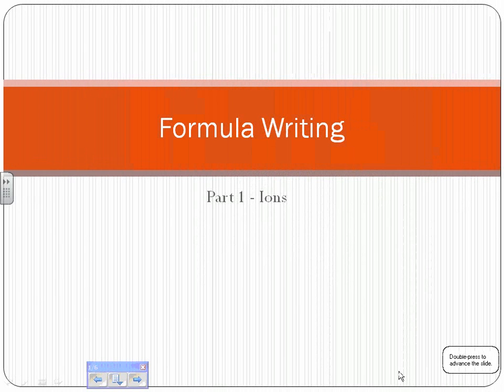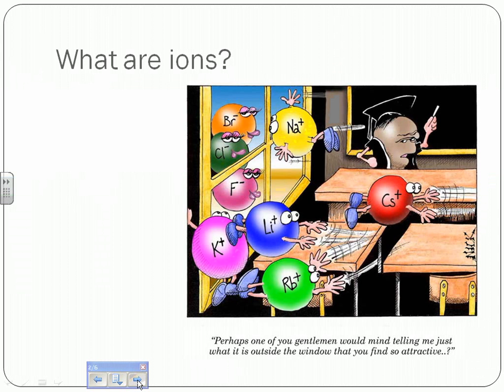Hello, you're tuned into a screencast on how to write formulas for a first-year chemistry class. Now, we're taking a look at formula writing and how it applies to ions, and it makes sense to start this discussion, or if you'd rather, this lecture, with taking a look at what ions are and how they're made.